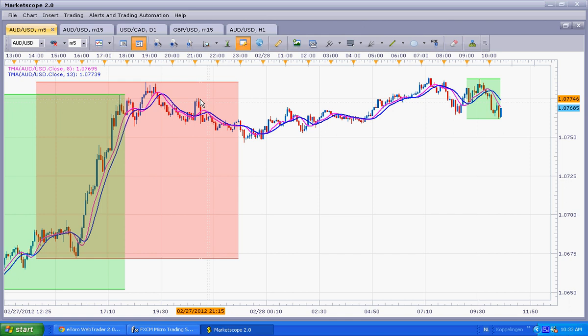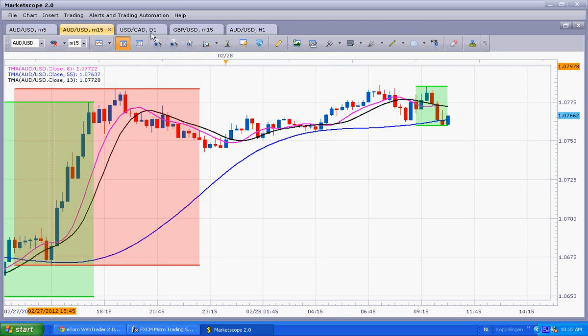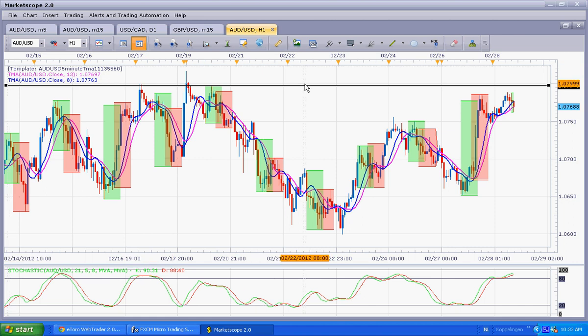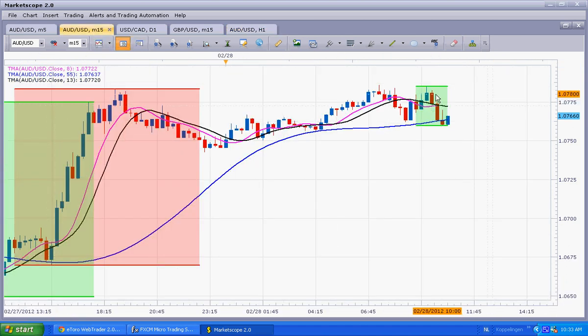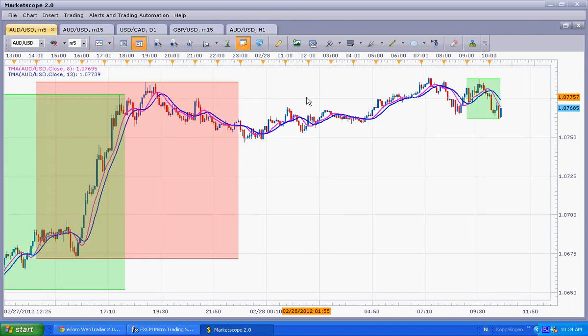We got short here at 1.0776 at the close of this candle. Expand that a little bit. Yeah, at the close of this candle here, you would have gone short. After looking at the 1 hour and 15 minutes, at this point you would have gone short, and placed your stop loss just above the high here. The stop loss would have come here, just a few pips above the high at 1.0789.